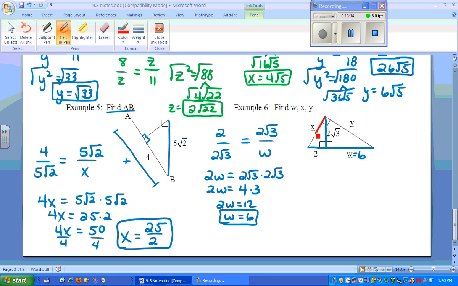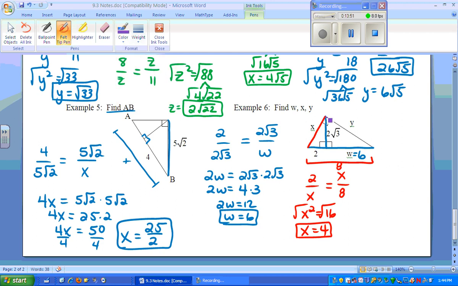Let's go back to red here. So x is a shared side between the small and the large. So it's the shared side going in spots 2 and 3. The small one has a base of 2, and the large one has a base of 8. So x squared is equal to 16, square root it, x is equal to 4.